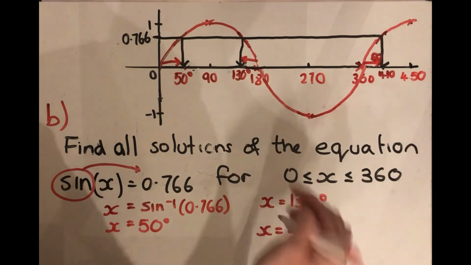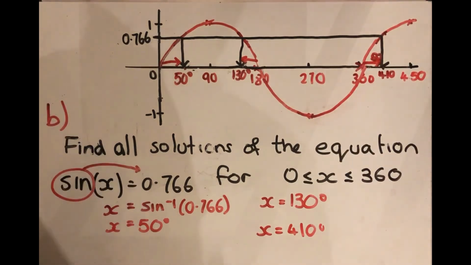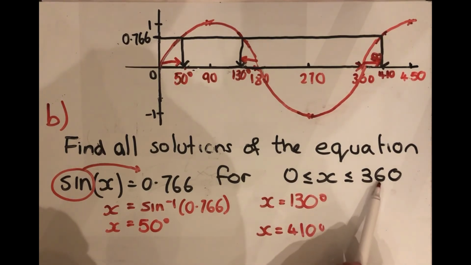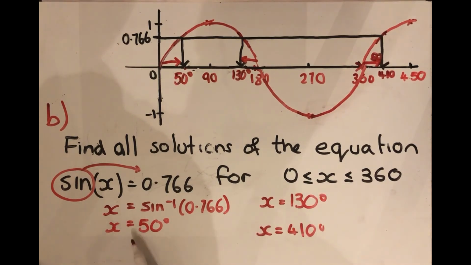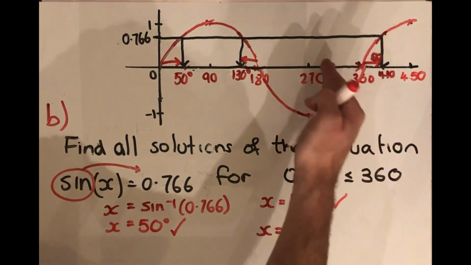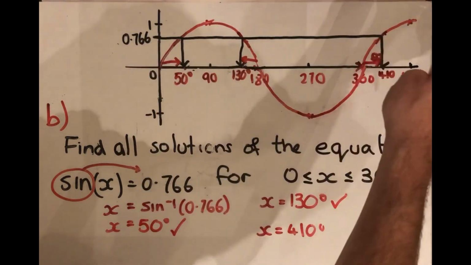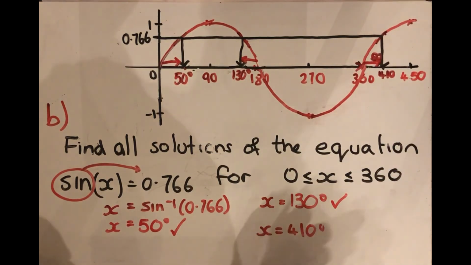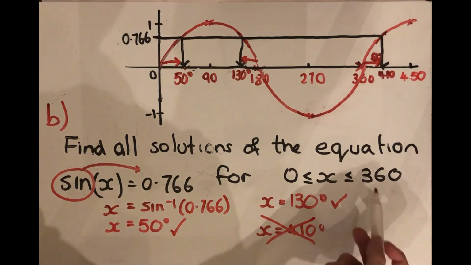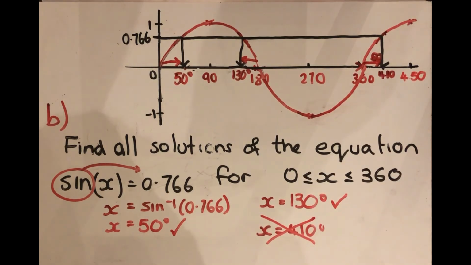And there are other solutions that we could find over there and in this direction. However, we are only asked for solutions between 0 and 360. So 50 is a solution, fine. 130 is a solution, fine. But actually what I've done here is I found a solution past 360, which is 410, which in this case I don't need to give them. It's not wrong, but it's not within the values that they are asking for.